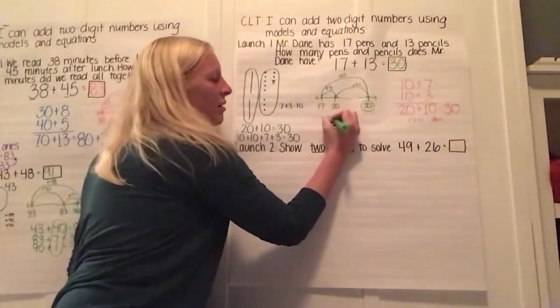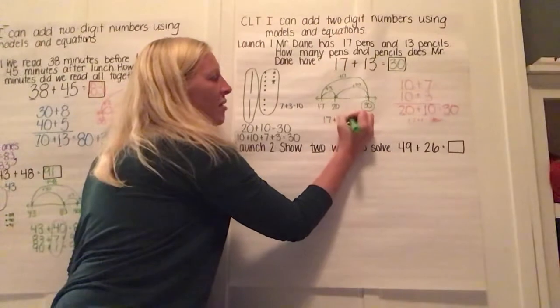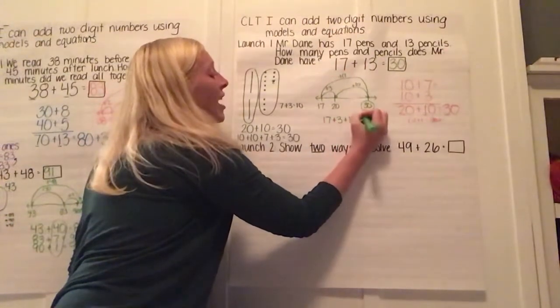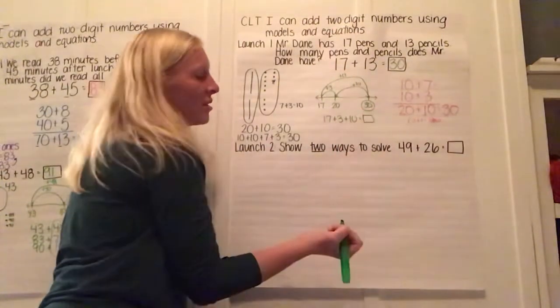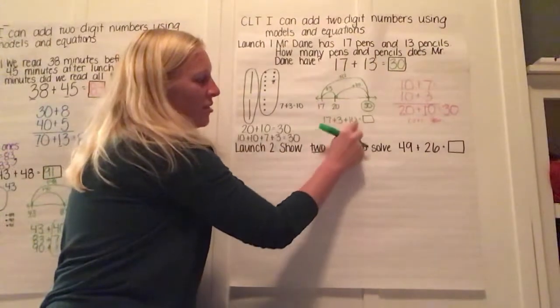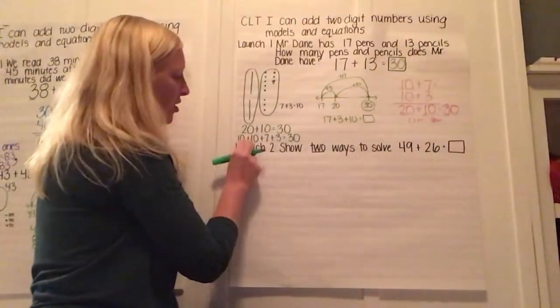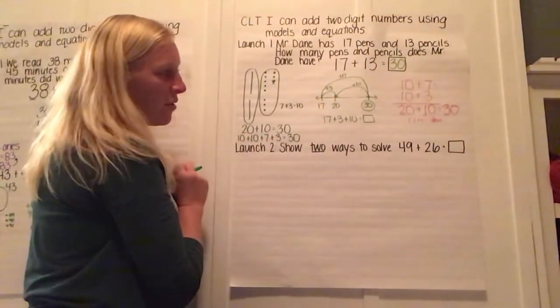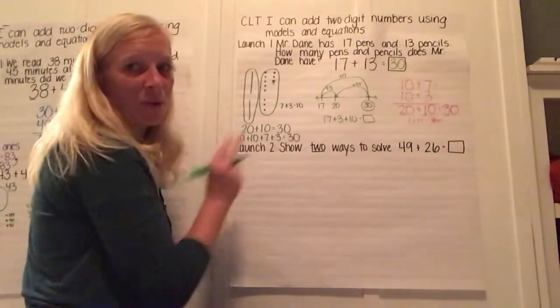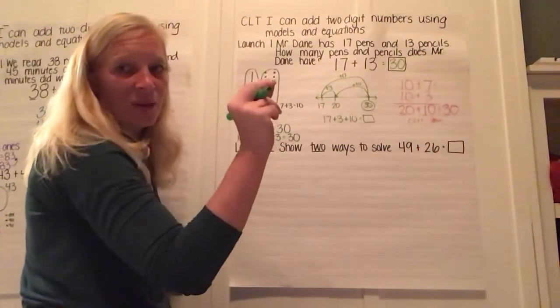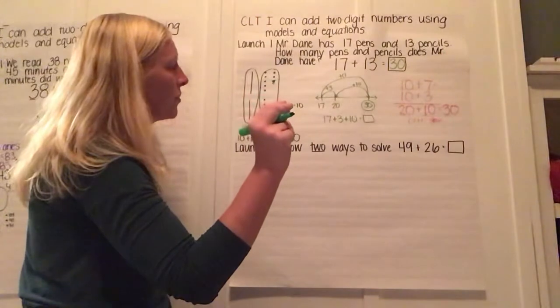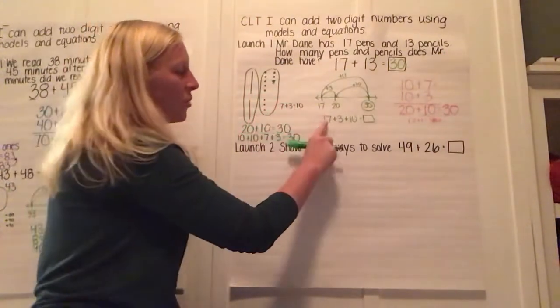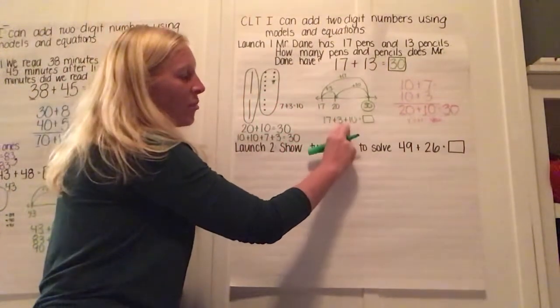17 plus 3 plus 10. And what number did they decompose? They decomposed that 13. These two decomposed both of them. They decomposed the 17. They decomposed the 3, the 13. This one kept the 17 together and then broke that up.